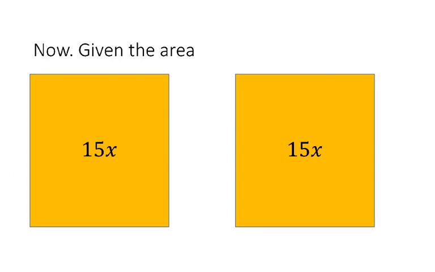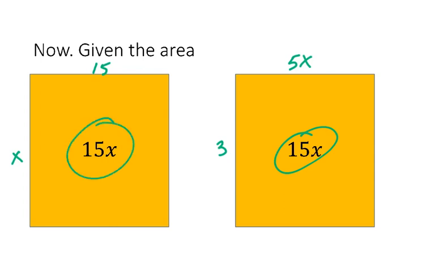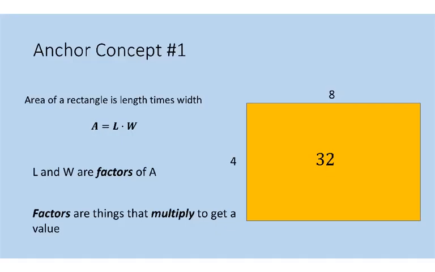Now, if it's 15x, you might be thinking in your head the different possibilities. This might be 5x. If it's 5x, then this is 3, because those multiply together to get our 15x. You might have x, and you might have 15. There's other combinations. I think you could use 3x and 5 as well. But as long as they multiply together to get our 15x, our area, then you're in good shape.